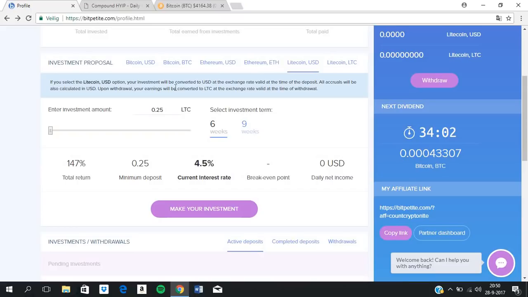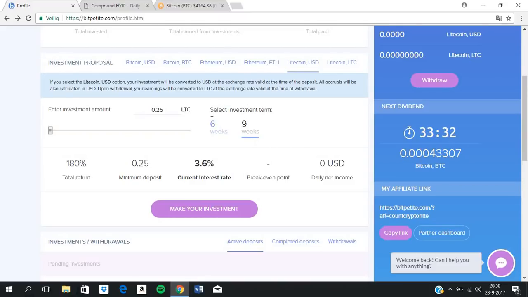The second thing I want to talk about is the two investment methods, because you can invest in 6 weeks or 9 weeks. If you choose 6 weeks, you will get a daily interest rate of 4.5%. In the weekends, it's, like I said, 1%. So it's very important to keep in mind that it's 1% in the weekends. But if you choose 9 weeks, then it's 3.6%.